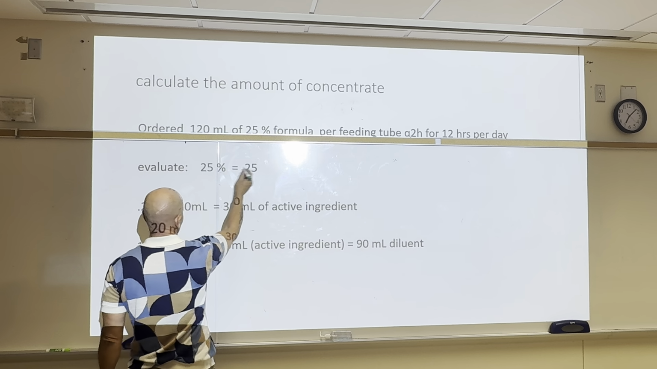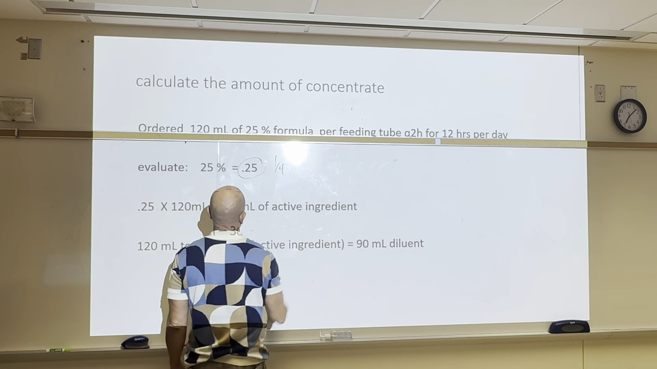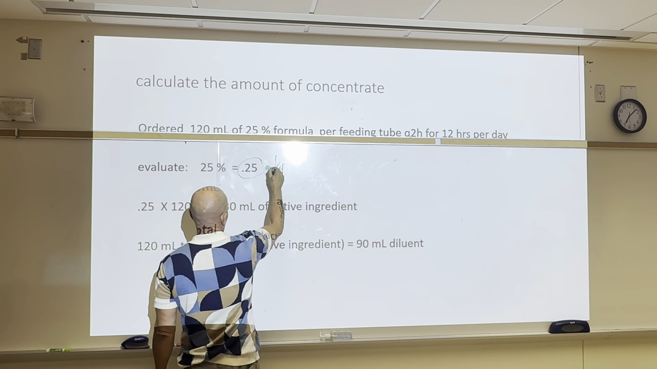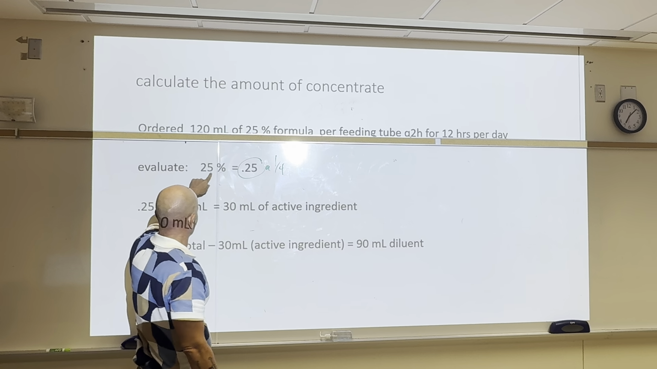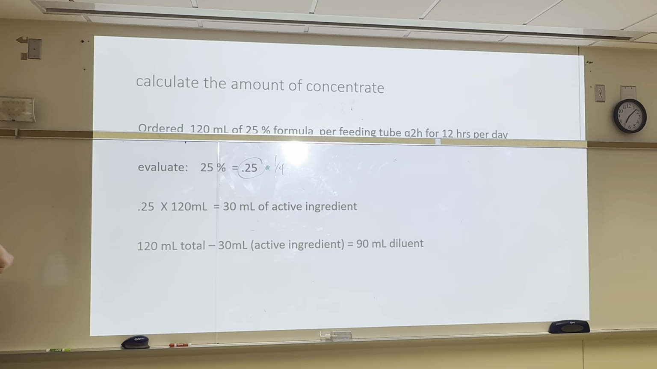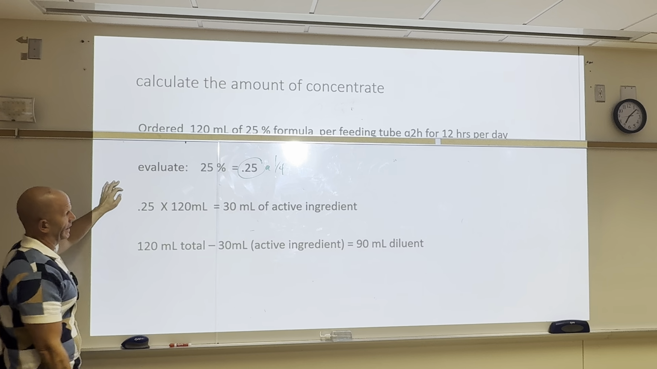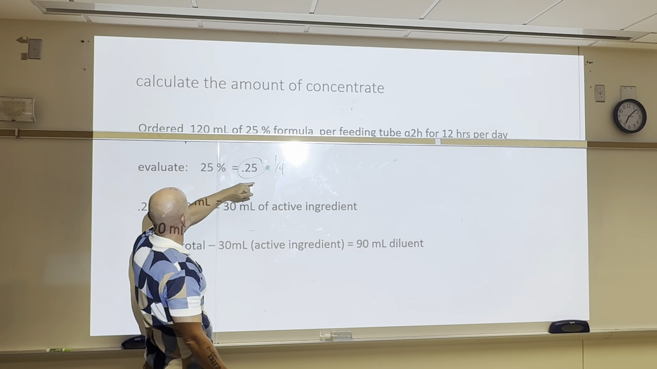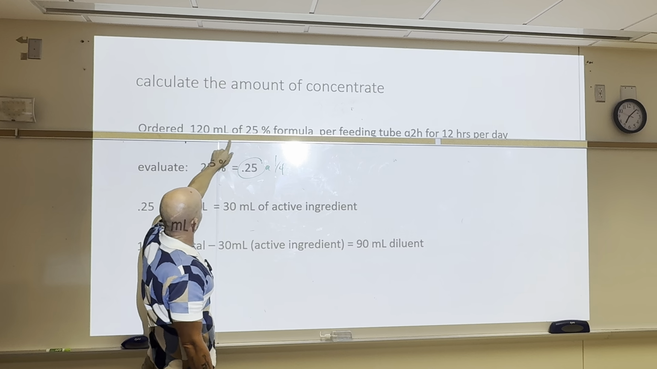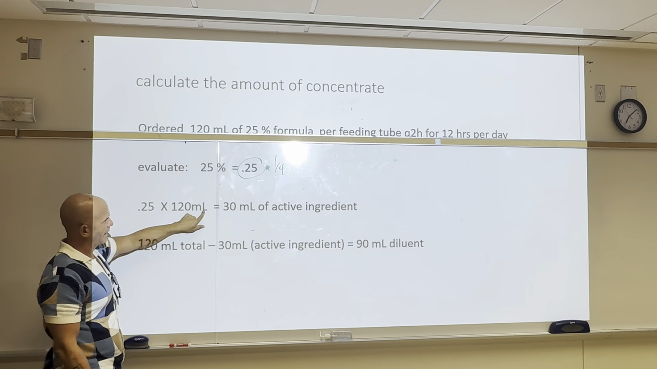Well, first we want to evaluate what 25% is: 0.25, or 1/4 for later on, okay? 0.25 or 1/4 is 25%. See how that goes? 25%, 25 cents, or 1/4. See how the percentage goes? So then we want to find out how much of the active ingredient that is, because if it's 25% of 120 mLs of formula, it's 0.25 times 120 equals 30 mLs. Or, how else would we do it?